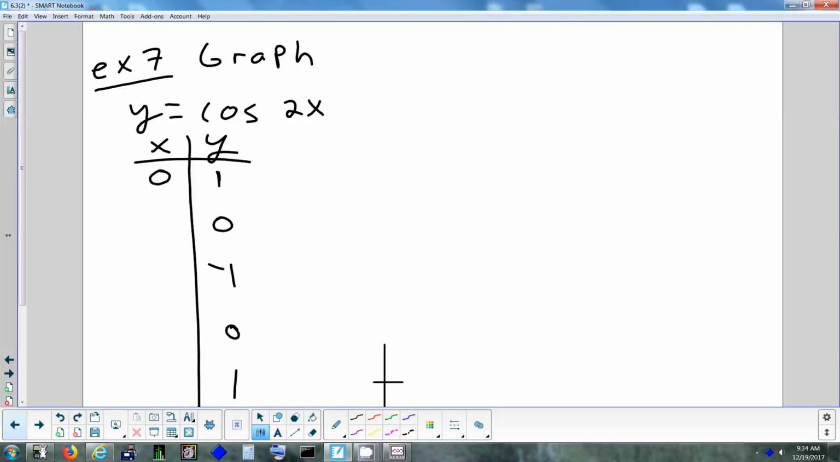Okay. All right, so we're multiplying everything by a half. So we've got 0. The next one would normally be pi over 2, but now it's pi over 4. Now I see the gap. The gap is pi over 4 each time. So the next one is plus pi over 4. So 2 pi over 4.